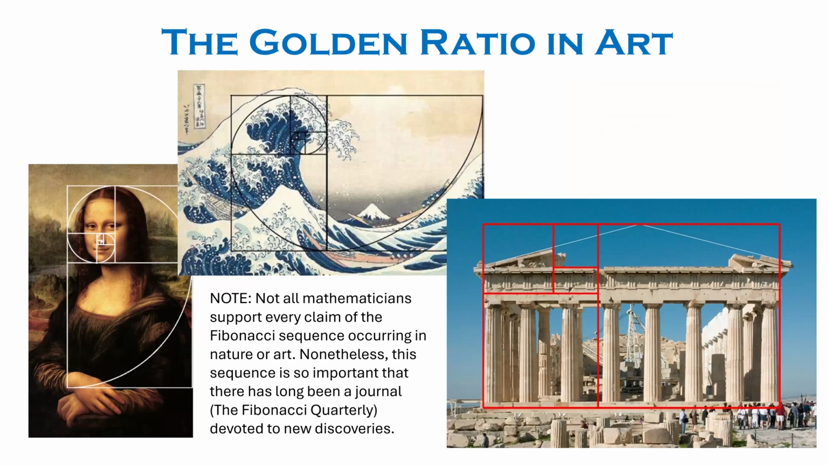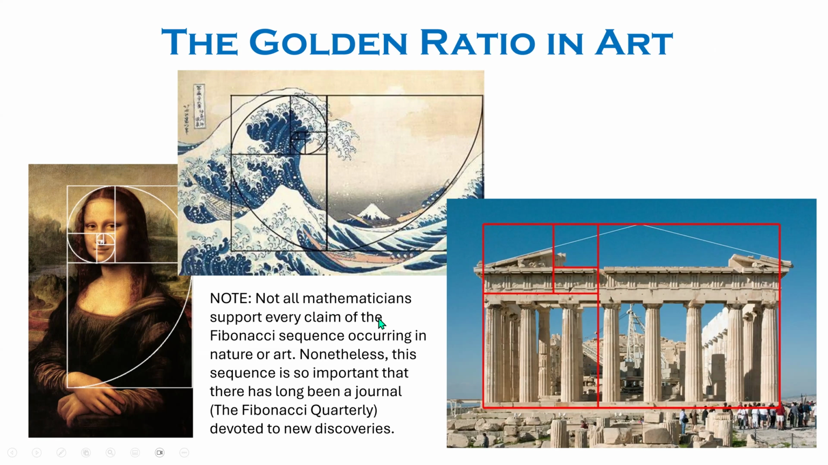And the golden ratio is also found a lot in art because it's considered the most pleasing ratio to look at. So people see it within the painting The Mona Lisa, this famous Japanese painting known as the Wave, and also in the Greek Parthenon. I have a little caveat here, a little note.